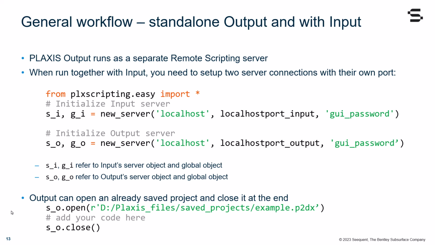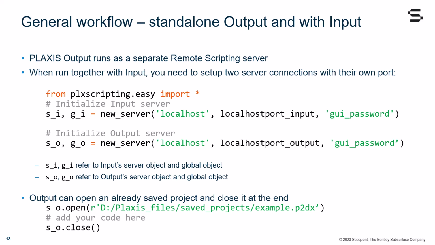In this slide, we will see the workflow for running a Python script in PLAXIS Output. PLAXIS Output runs as a separate remote scripting server. When run together with Input, you need to set up two server connections with their own port. You can see the code here. We first import the PLAXIS scripting library. We initialize the two variables by defining a new server for input program, and then we do the same for output program. Notice that instead of SI and GI, we have SO and GO, referring to outputs, server object, and global object.